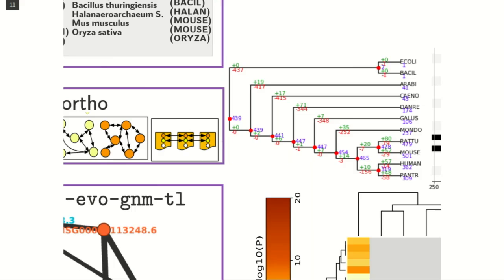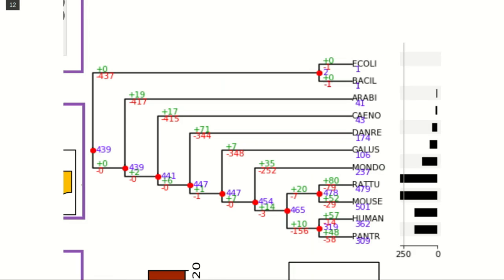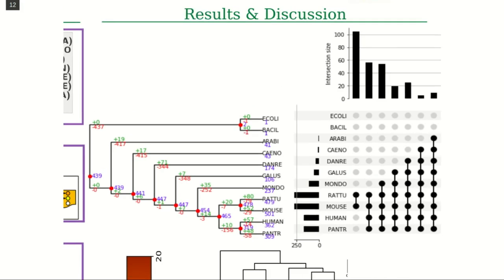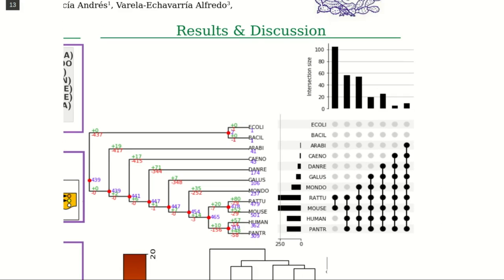The reconciliation tree summarizes the evolution of intronless genes. For each node of the tree, blue numbers indicate the number of genes corresponding to ancestral or existing species. In each branch, green and red numbers indicate gene duplications and gene losses, respectively. At the right of each reconciliation tree, an upset plot shows by columns the number of ortholog groups that are conserved in a complete clade.